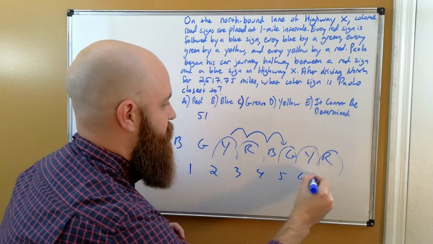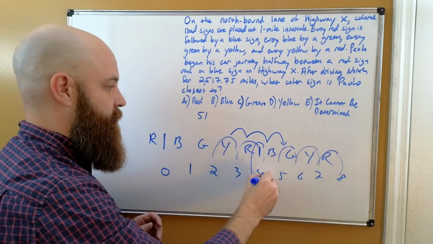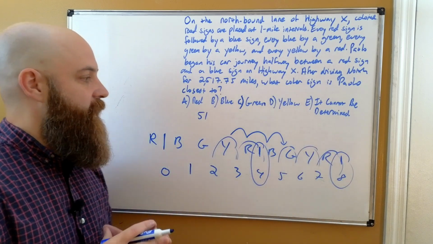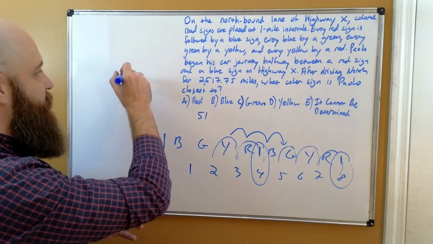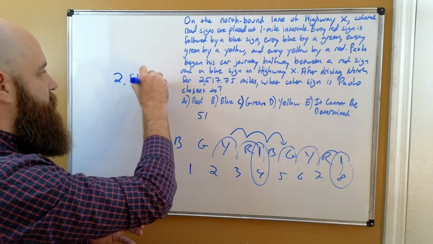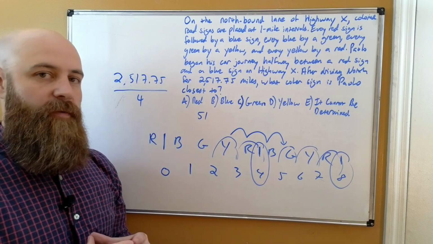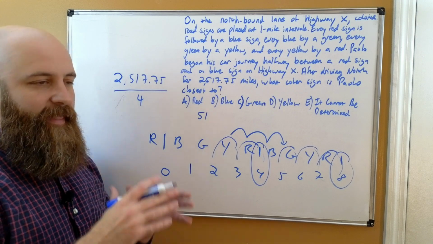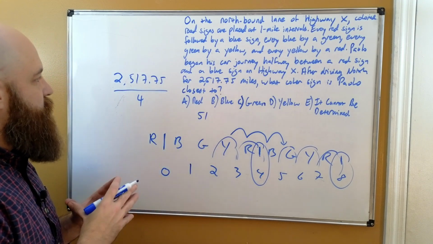Okay, and now I'm most interested in my multiples of 4, and I notice my multiples of 4 are all going to be halfway between red and blue. So now how many miles am I traveling here? Well, I'm going 2,517.75 miles. So the question is, what's the remainder when that's divided by 4? All right, so I could do the long division there, but that could give me a headache and I might make a careless mistake. So maybe I could deal with this using logic somehow.